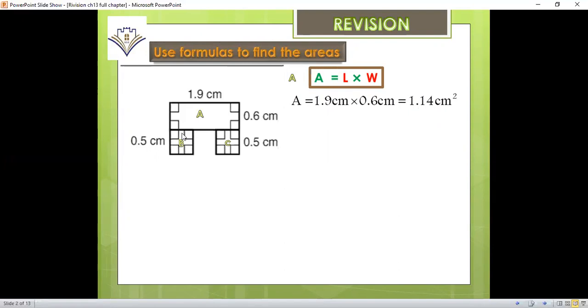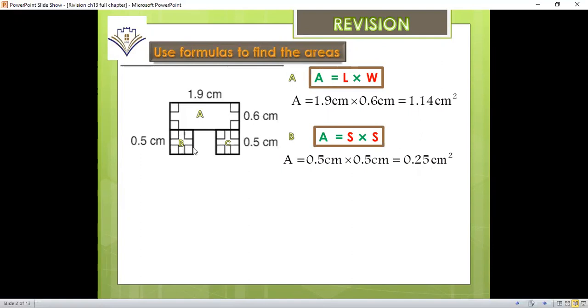Now, shape B is a square, and the area of a square equals side multiply side. We said it's a square, then the four sides are equal. Then 0.5 multiply 0.5 equals 0.25 square centimeter. Then the area of the square, shape B, equals 0.25 square centimeter.